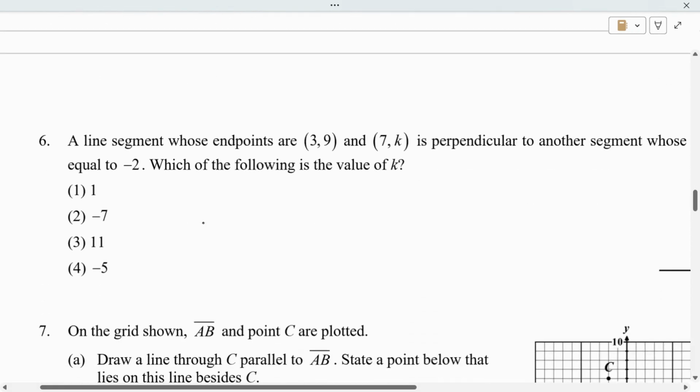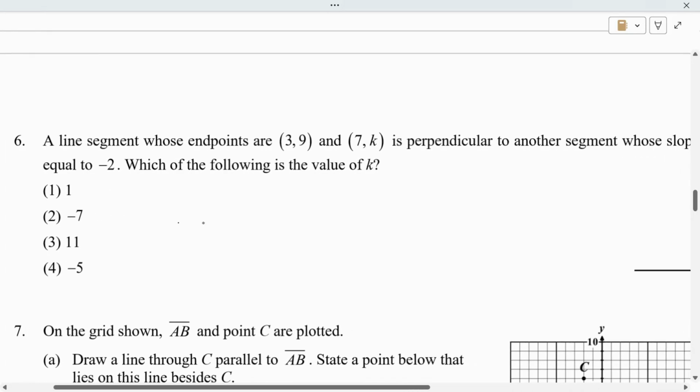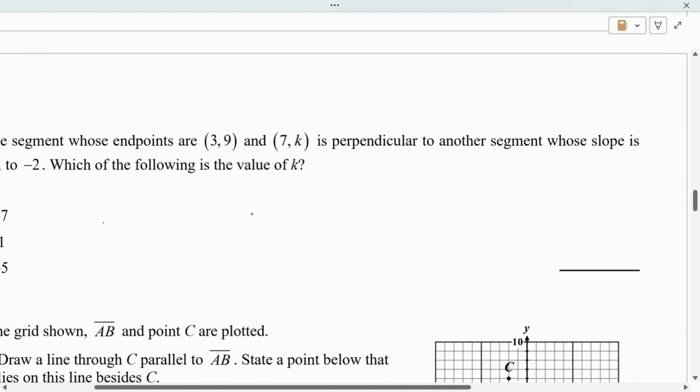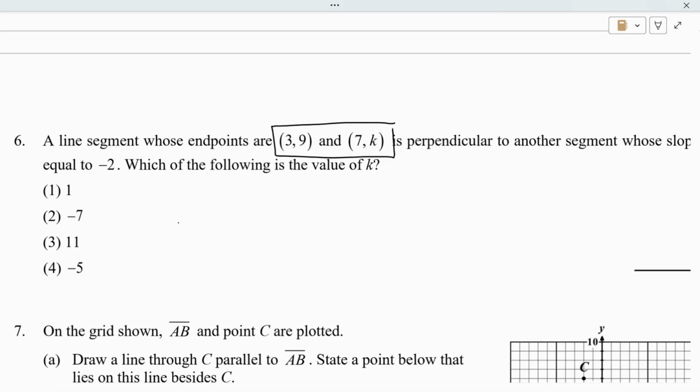So you're going to do the exact same. Actually, no, number 6 is a little bit different. I'll do number 6 with you. A line segment whose endpoints are (3, 9) and (7, K) is perpendicular to another segment whose slope is 2. So this slope is perpendicular to this. So we need to figure out the slope of this line.